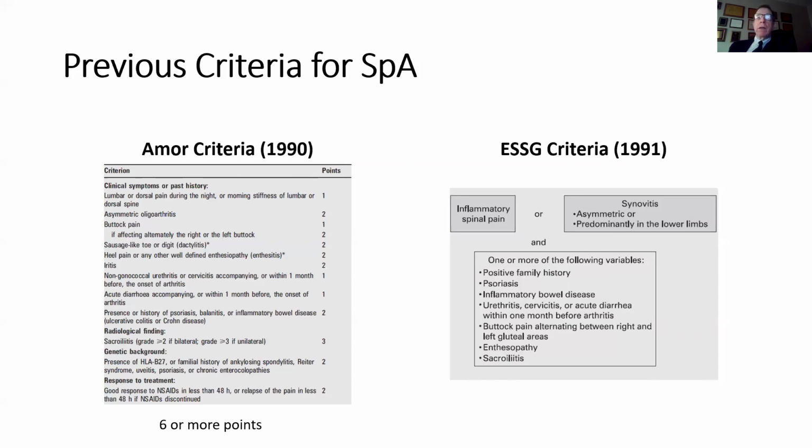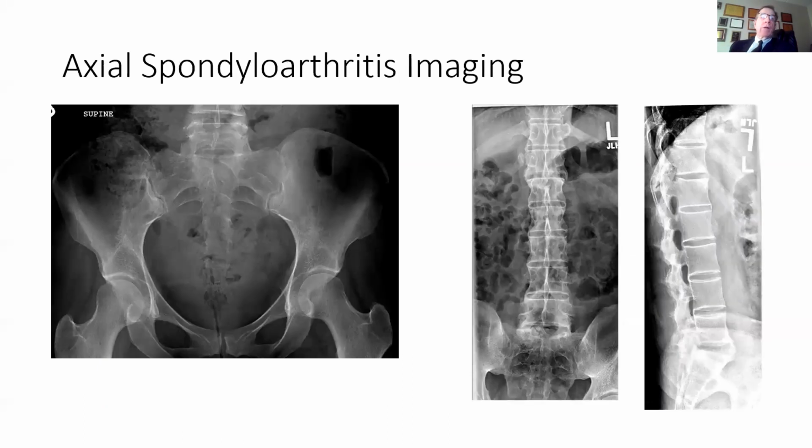A year later, Maxime Dougados chaired a committee with the European Spondyloarthritis Study Group criteria, which had either inflammatory back pain or synovitis, asymmetric and predominantly lower limb, and one of the following variables. And this has been used in most of the epidemiologic studies of the frequency of spondyloarthritis, including in NHANES that I'll talk about later. And of course, this comes from an era when we were dealing with making a diagnosis via radiographs.